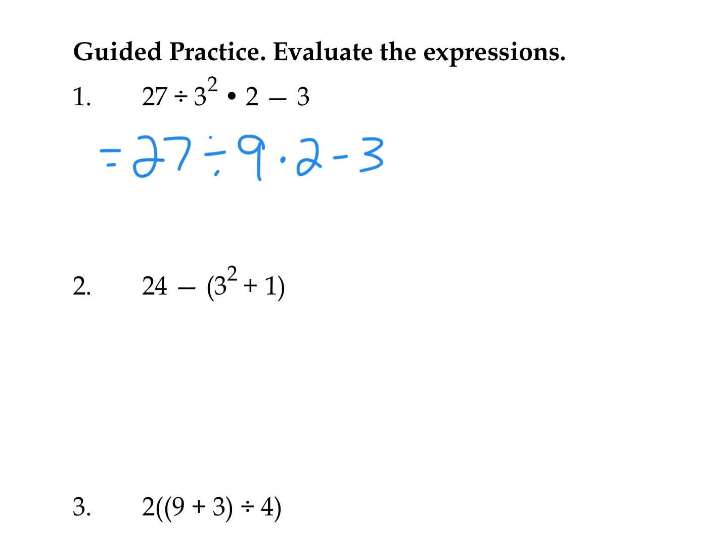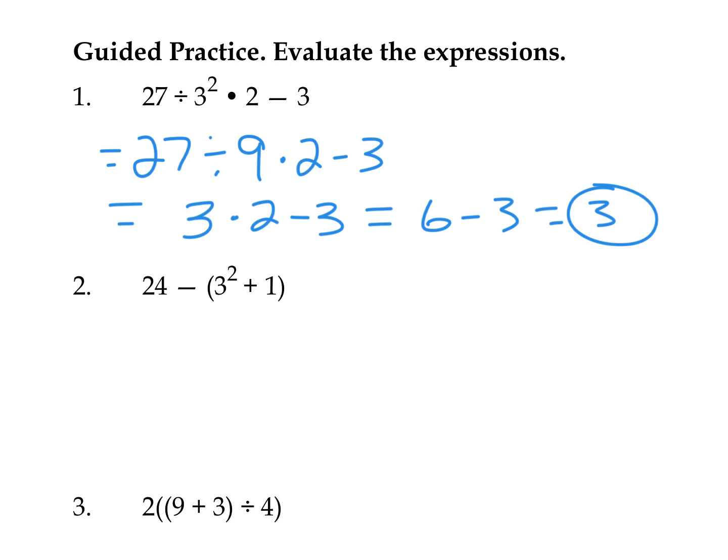Now that we've done that step, we've written it down. Now take a step back, look and say, what would I do next? There are no grouping symbols and no exponents, so I have my MD. But remember, we don't always do M before D. Left to right, division will actually come first here. So we're going to do 27 divided by 9, which is 3, times 2 minus 3. That equals 3 times 2, which is 6, minus 3 equals 3. And that's our final answer.